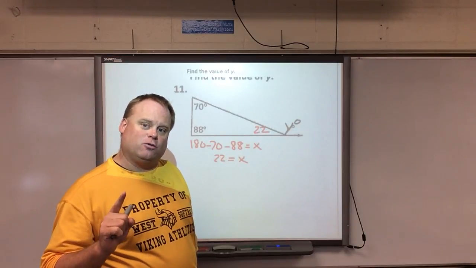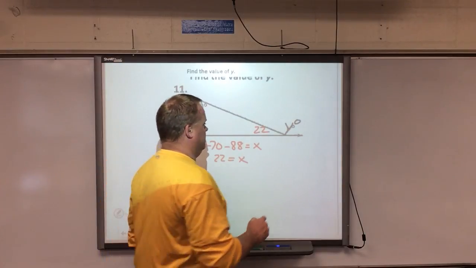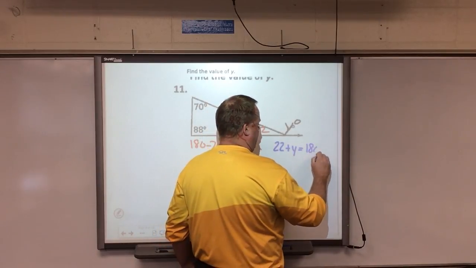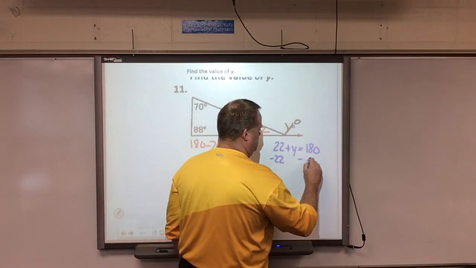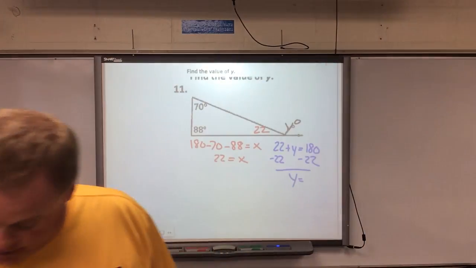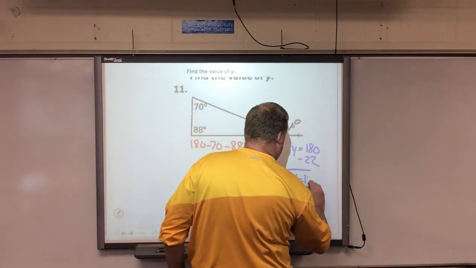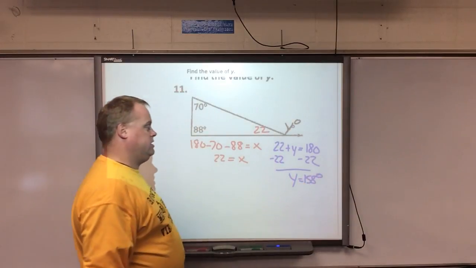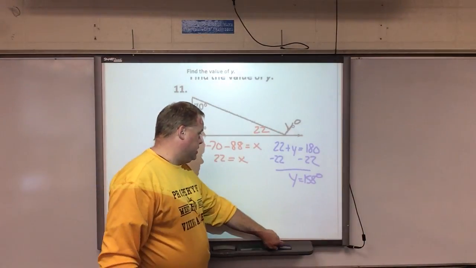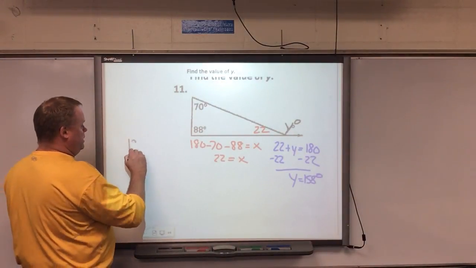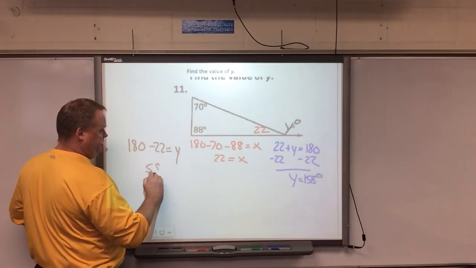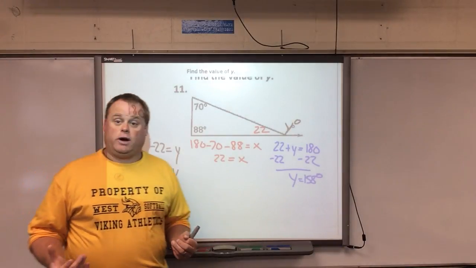So I can do this one of two different ways again. Ready? Here's the first one. 22 plus y equals 180. Subtract 22. And y is going to be equal to, what is 180 minus 22? It is 158. 158 degrees. Okay? That's one way to do it. Right? I could also say 180 minus 22 happens to be equal to y. So this would be 158 equals y. We could do it either way, okay?